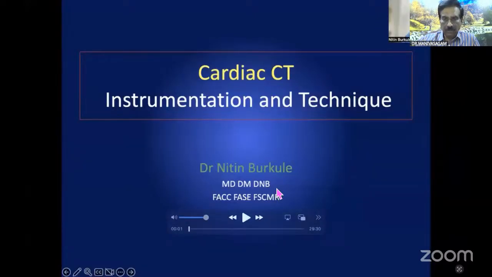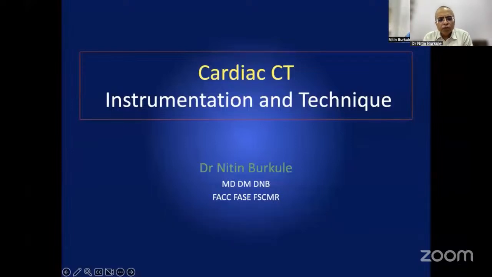Okay. So let me just say one line that unless we know the physics of ultrasound and the instrumentation of our echo machine, we cannot acquire the images well, neither can we interpret them well, and neither can we find the artifacts. Similar thing is about our other multimodality cardiac imaging, that is cardiac CT and cardiac MRI. We should know very basic physics and instrumentation. So this is a series of lectures on cardiac CT, and the first one is instrumentation and technique.